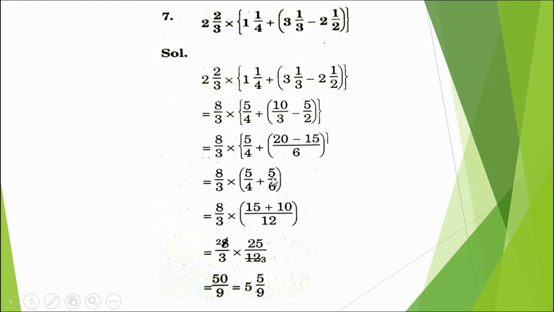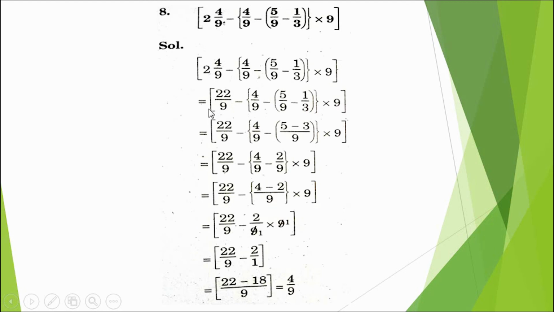Now 5 over 4 comes as it is, 5 over 6. Now we take the LCM of 6 and 4, answer will be 12. 4 3s are 12, 3 5s are 15, 6 2s are 12, 2 5s are 10. Now we add 15 plus 10, answer will be 25. 8 over 3 multiply 25 over 12. Now 4 2s are 8, 4 3s are 12. 25 multiply 2 is 50, 3 3s are 9. When we divide 50 by 9, answer will be 5 and 5 over 9.